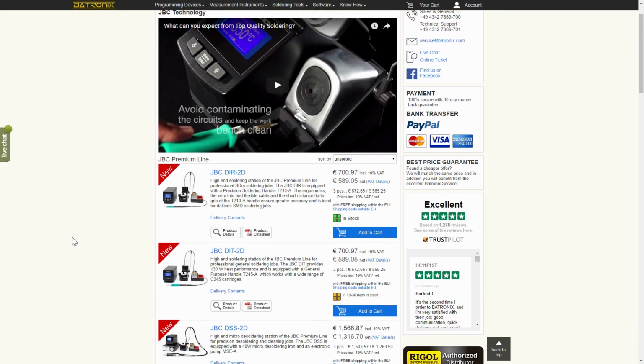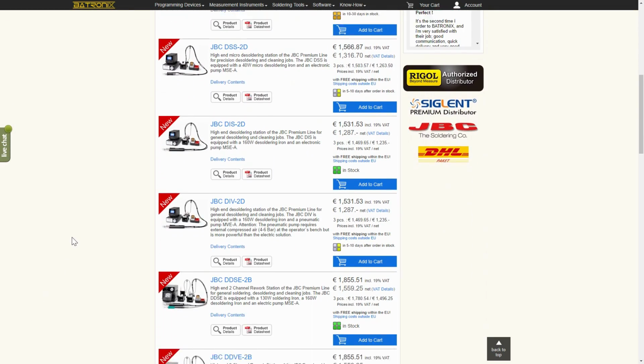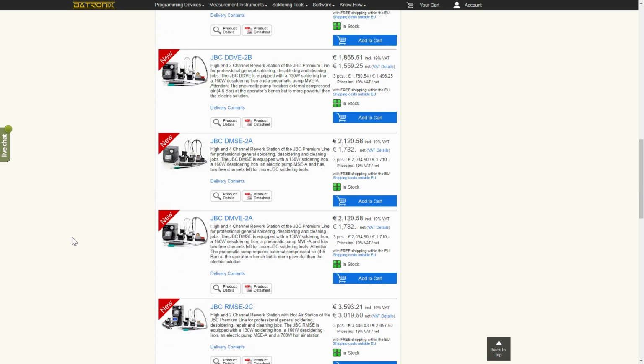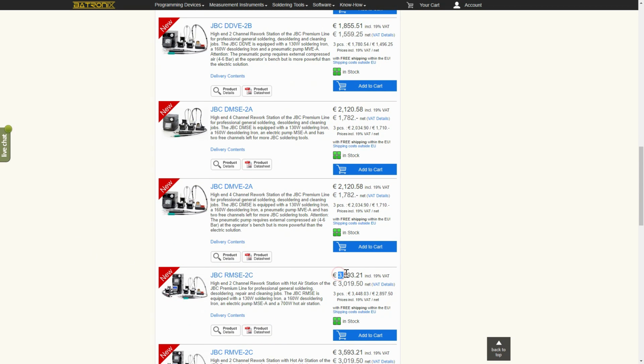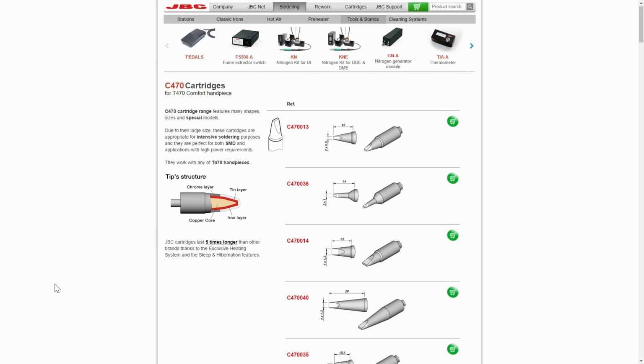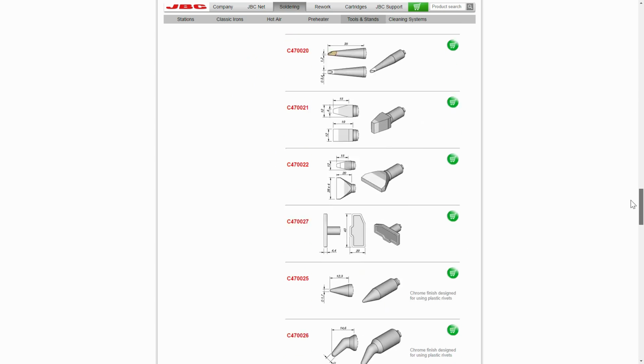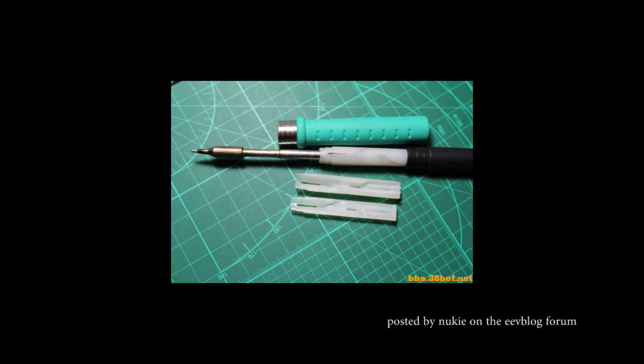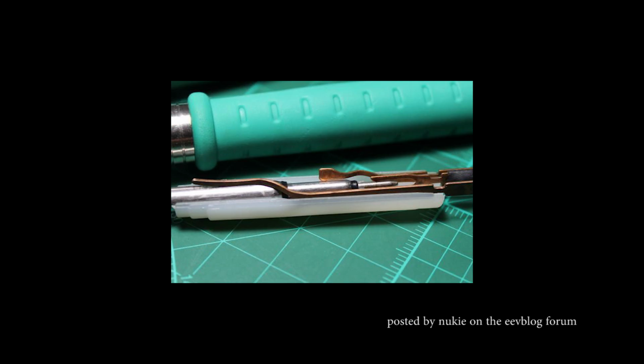So I was browsing through these sexy JBC stations the other day, drooling just a little bit. But geez, those prices are real turnoffs. All the magic actually happens in the tips, which they call cartridges. Heater and thermocouple are built into those, so even the handle is just a comfortable socket basically.